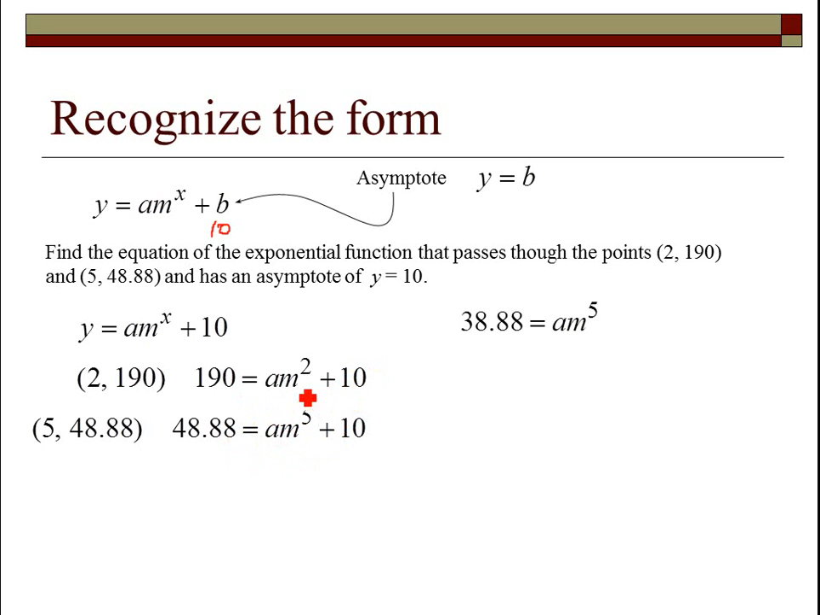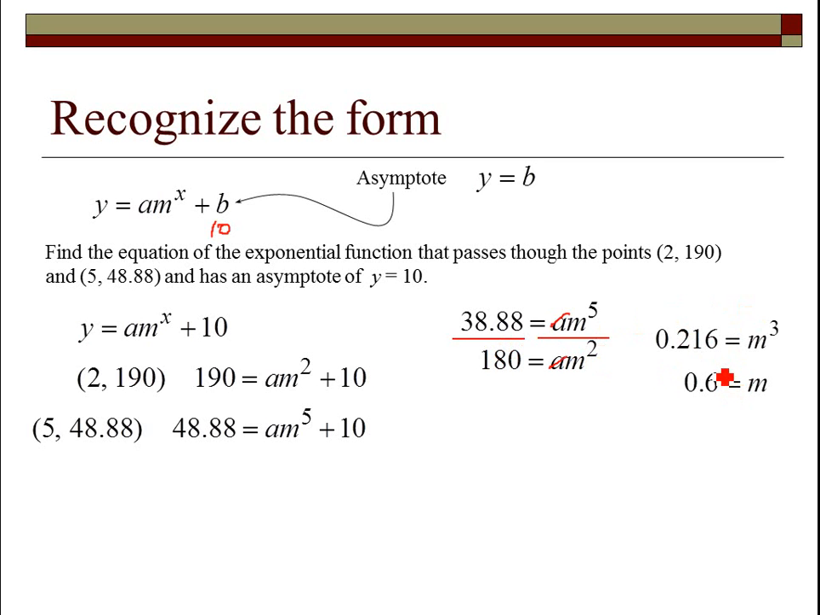I'm going to start with my bigger x first. Then I'm going to put this over, subtract 10, 180 over a m squared. Now, we're going to divide the two equations. Now, this is going to require using your calculator. So, do 38.88 divided by 180. And the a's cancel. So this is going to end up equaling 0.216. m to the fifth over m squared is equal to m cubed. Now I'm going to take the cube root or raise both sides to the 1/3 power. I find my multiplier is 0.6.